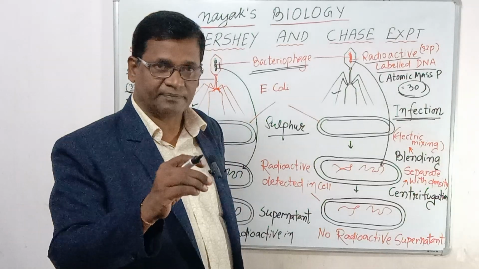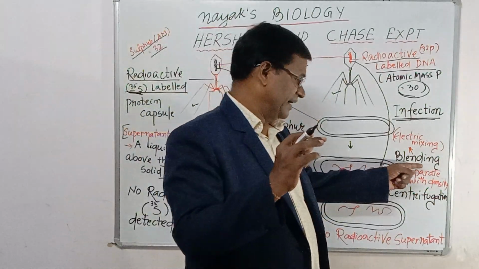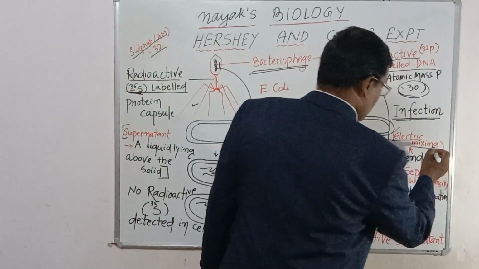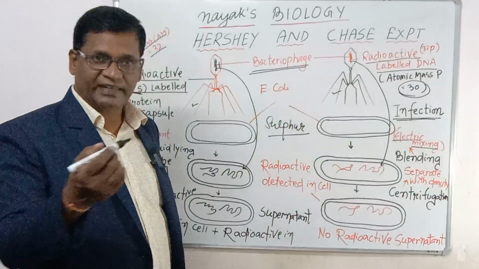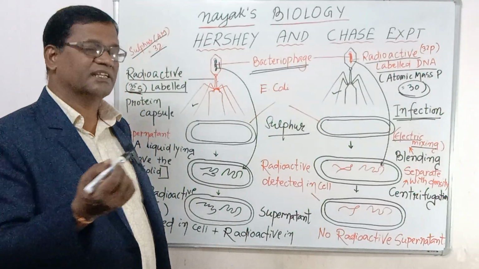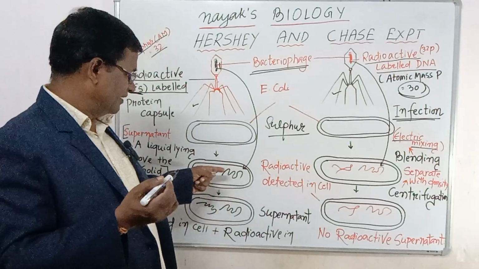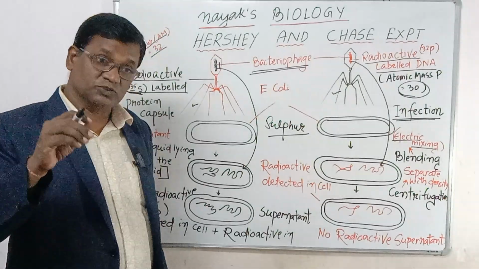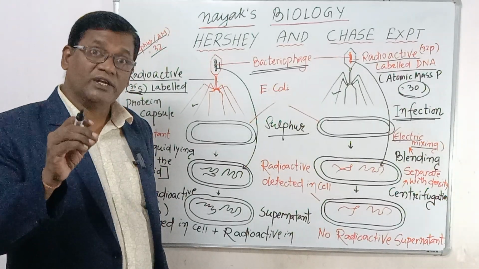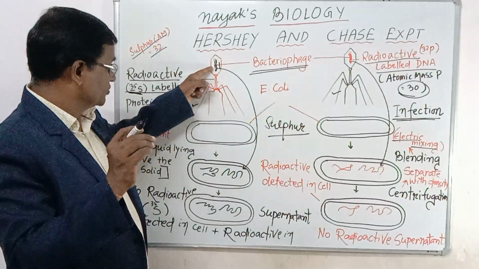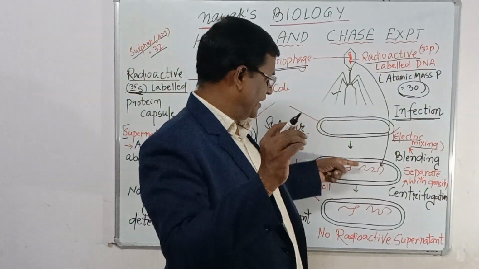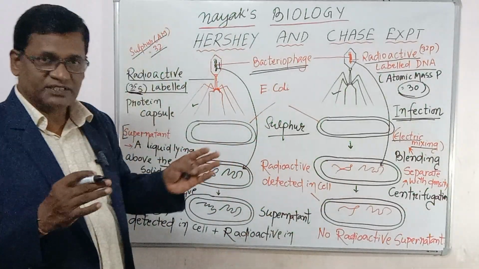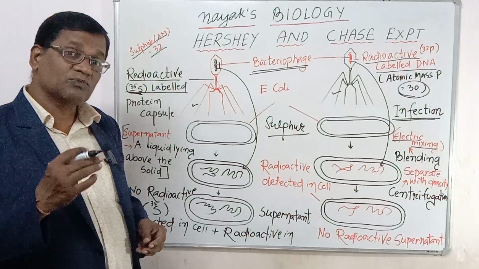Infection means the genetic material enters inside the bacteria. Second is blending. What is blending? Simple electric mixing. What is electric mixing? It means we grind it with the help of a machine. You should not forget that not all parts of the infecting microorganism go inside the host cell, only the genetic material enters. Here this DNA entered, here this DNA entered, and after infection we do blending, meaning electric mixing.